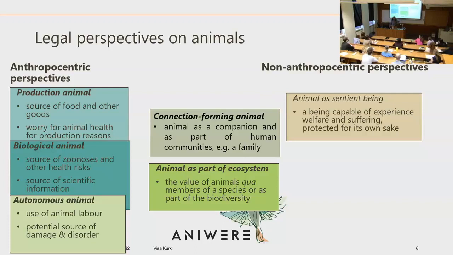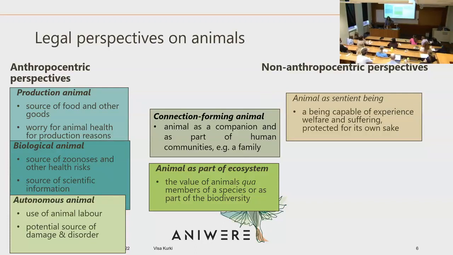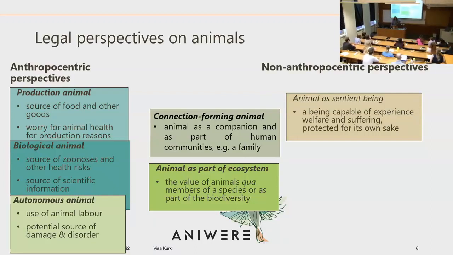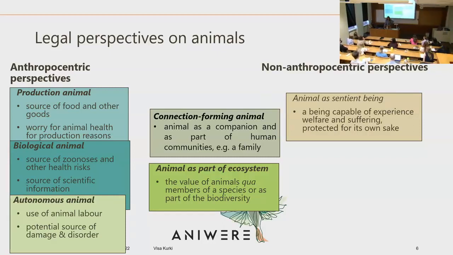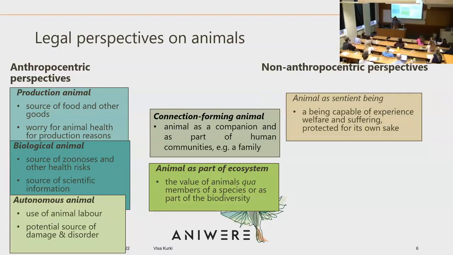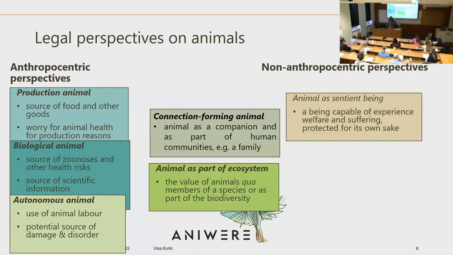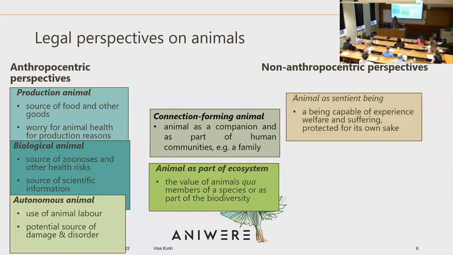But animals are also autonomous. This is also something that distinguishes them from chairs, for instance. And by autonomous, I here mean something very broad. I don't necessarily mean that animals are some kind of Kantian rational subjects. I just mean that animals can do stuff on their own. Dogs can run off, and we can have seeing eye dogs and all sorts of stuff. So this means, on one hand, that we can use animal labor. This is, again, an anthropocentric perspective. And another anthropocentric perspective is that animals can cause damage and disorder on their own, which chairs, again, cannot do. And this has certain implications.